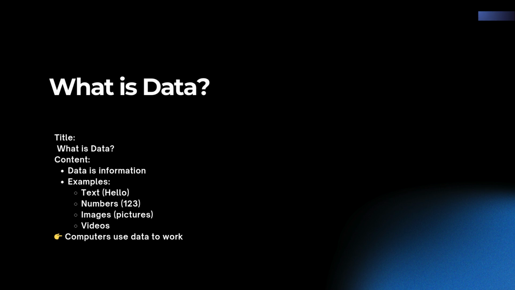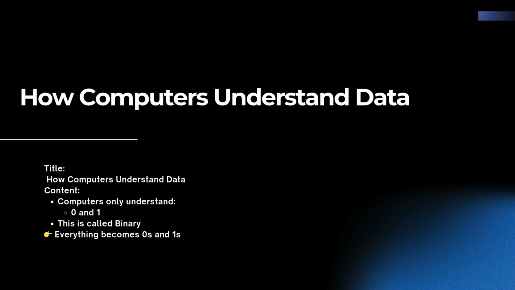Let's start with a simple question. How do computers understand data? Computers do not understand text, images, or videos the way humans do. Instead, they only understand two things, 0 and 1. This is called binary. Everything you see on a computer, words, pictures, videos, is converted into binary behind the scenes.